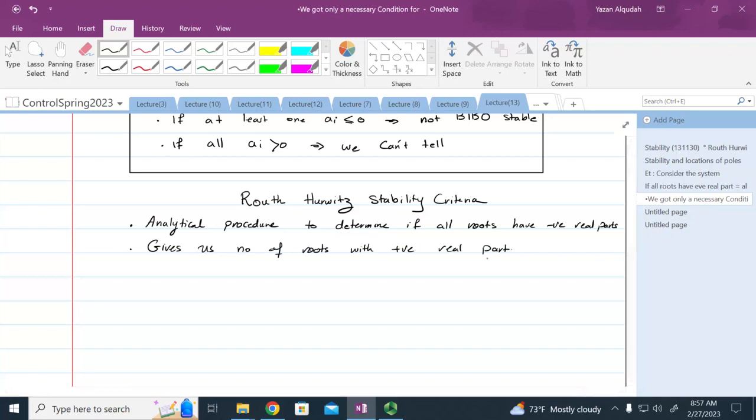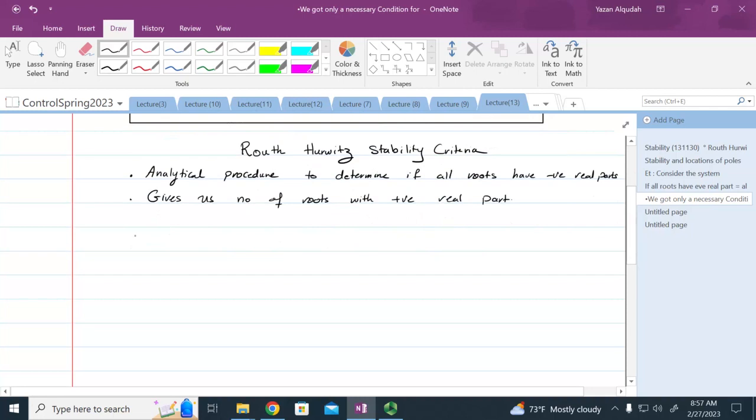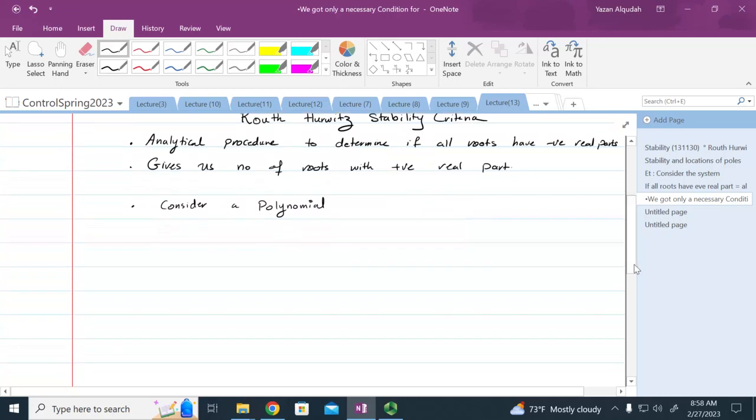Okay. So let's see how this tool works. Now this tool is straightforward. However, there are special conditions or special cases, and we will highlight them. So just keep that in mind when you're using the tool. So let's say we have a polynomial, P of s, equals a_n s to the n, plus a_(n-1) s to the n minus 1, and so on, plus a1 s, plus a0.